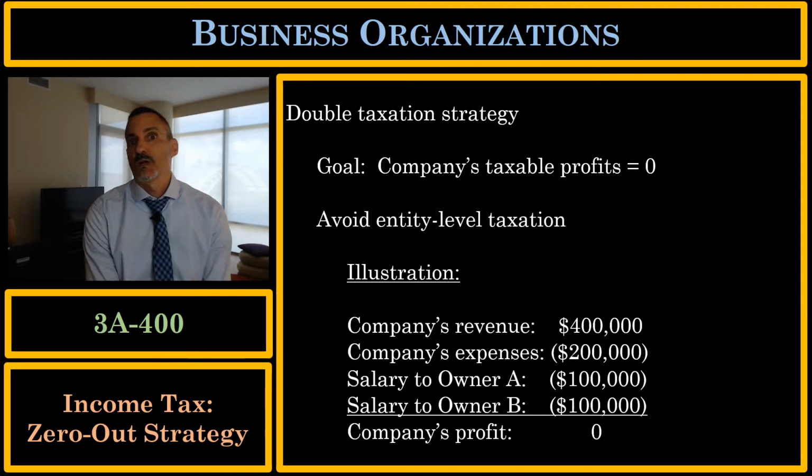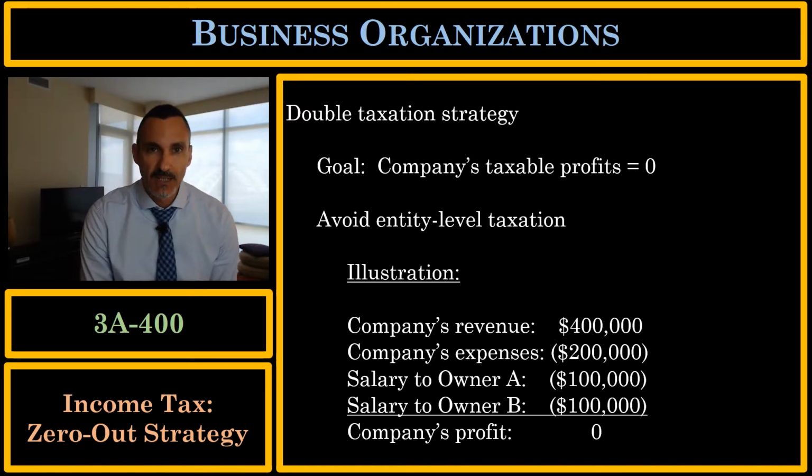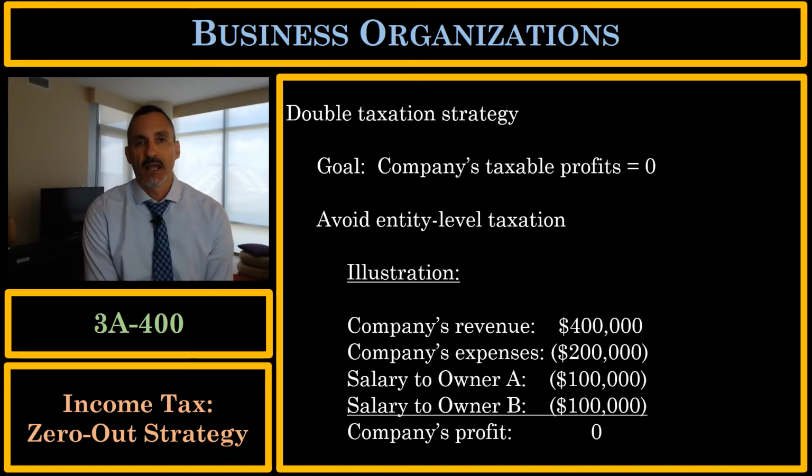What about our owners? Well, our owners receive the cash that they want from the business. They each receive $100,000, but they receive it in the form of salary. Now, they have to pay income tax on this, but the entity did not have to pay taxes, so the overall tax burden is reduced. Now, is this a good strategy? Well, it really depends on the tax bracket of the owners and the tax bracket of the company. But this is the zero-out tax strategy.